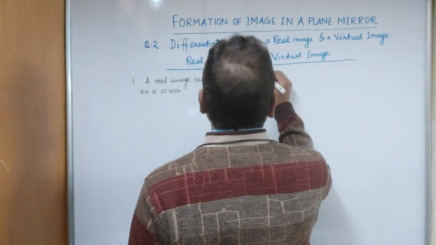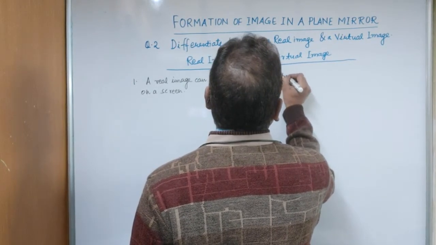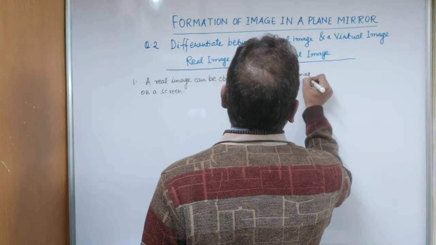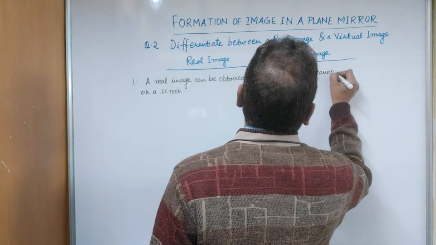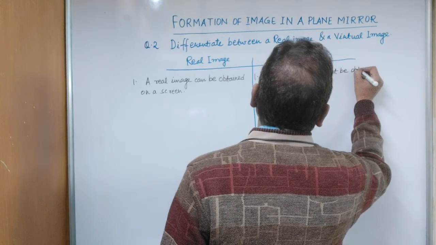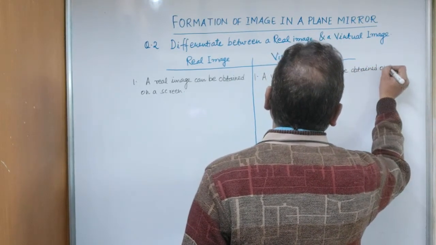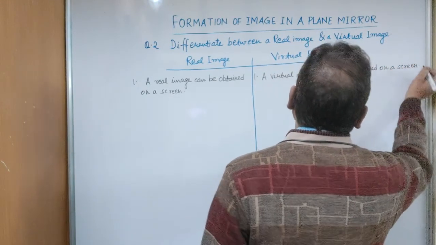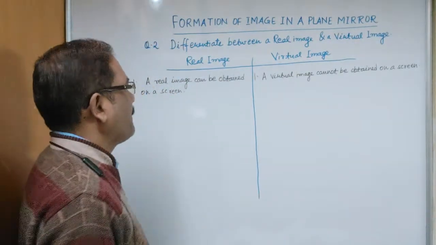In virtual side you write a virtual image cannot be obtained on a screen. You cannot obtain a virtual image on a screen.